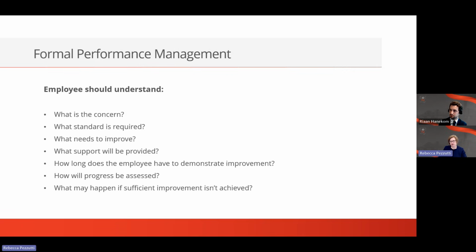Document those. A note about documentation, it doesn't have to be chapter and verse. It doesn't have to be a transcript of every word spoken, but it should provide a clear record of the concerns raised, the employee's response, the agreed support, expectations, and importantly, what are the next steps around the progress that's to be made and what happens next.